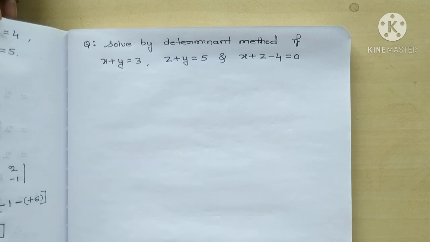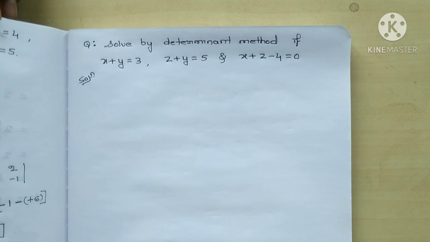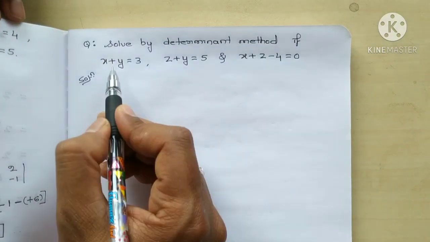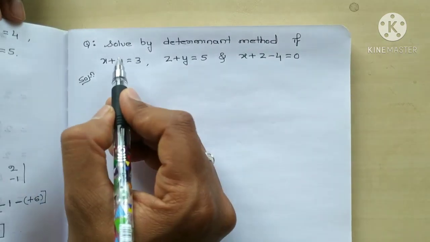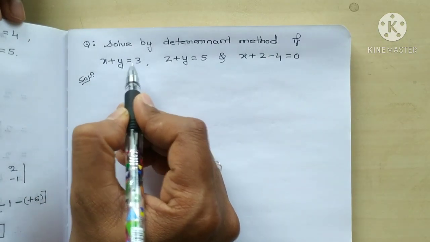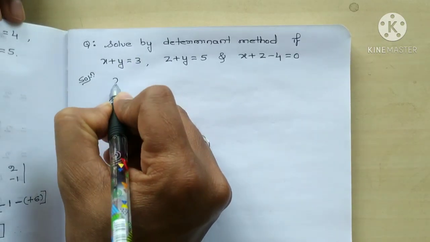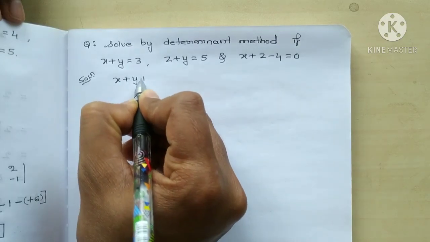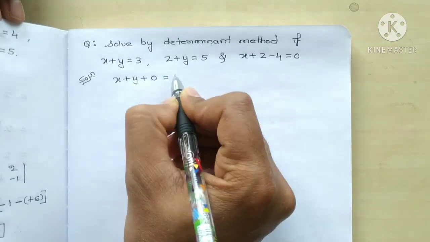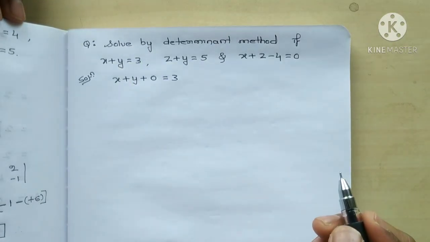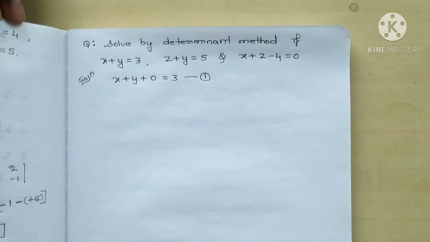3 equations. So first step what to do? You have to check whether all 3 are in the standard form or not. See that first equation, x plus y is equals to 3. See here one term is missing. Which term is missing here? Z term is missing. Therefore what I am going to do? X plus y plus z place I am going to take it as 0 is equals to 3. Z place I am going to take 0. This I am going to call equation number 1.